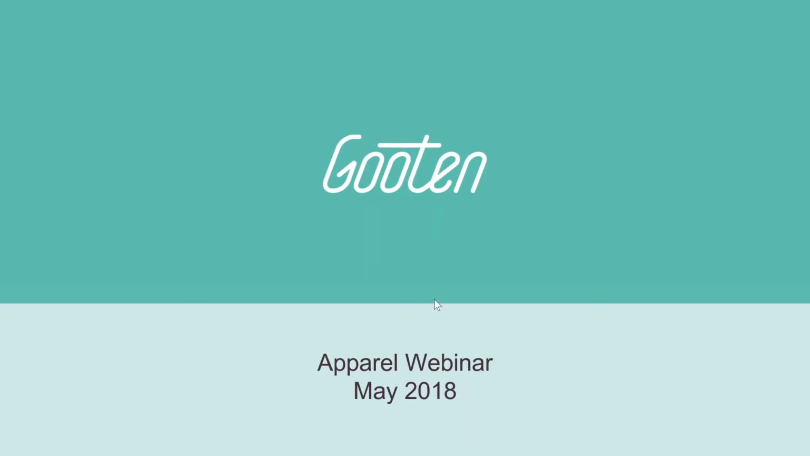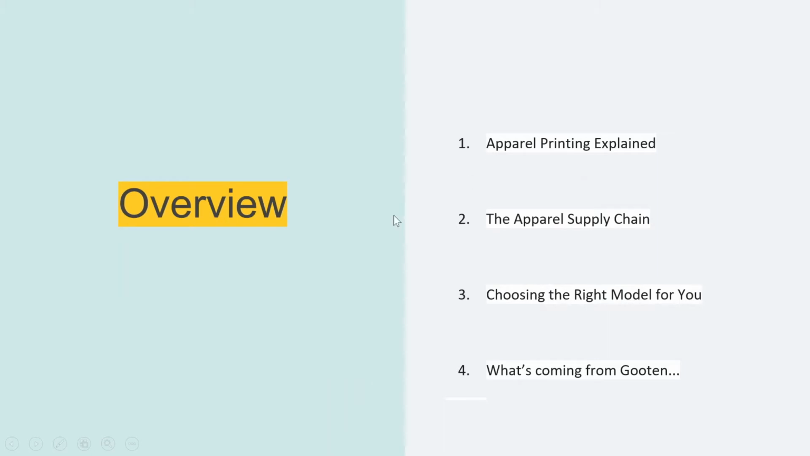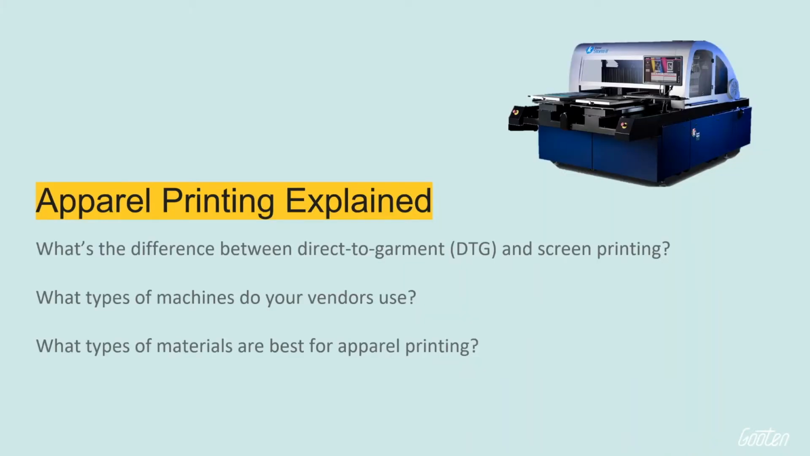So for everyone who's just joining, I'll go over a brief overview. Like I said, we'll do some apparel printing explained, not too technical, but just some of the ins and outs. Talk a little bit about the apparel supply chain, where your blanks come from and how we're getting access to those. Then we'll go into talking about how to choose an apparel model, especially when there's so many different options on our platform, and then some exciting things that we have coming from our apparel offerings. So with that, I would love to introduce Stevan to talk a little bit about how apparel printing works. But Stevan, can I ask you the first question of what's the difference between direct-to-garment printing and screen printing, and what does Gutten primarily use?